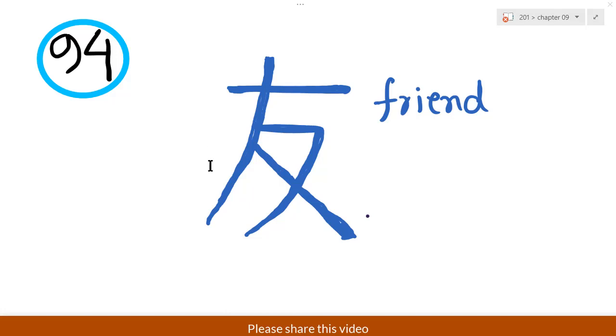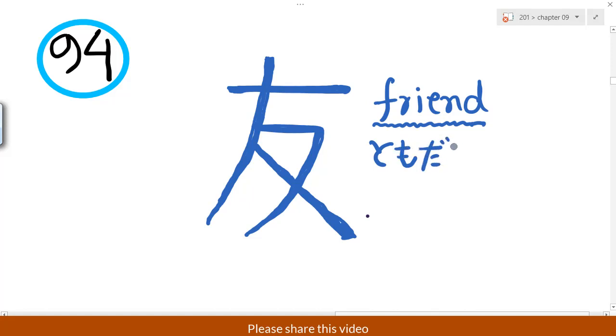This kanji is used only for a friend. Friend. Only this sound means friend. This kanji is used. Friend in Japanese, here we know tomodachi. Tomodachi means a friend.